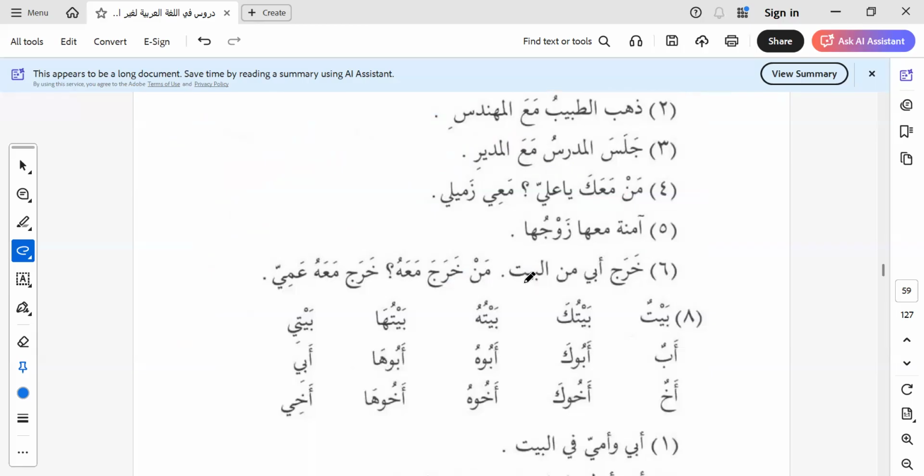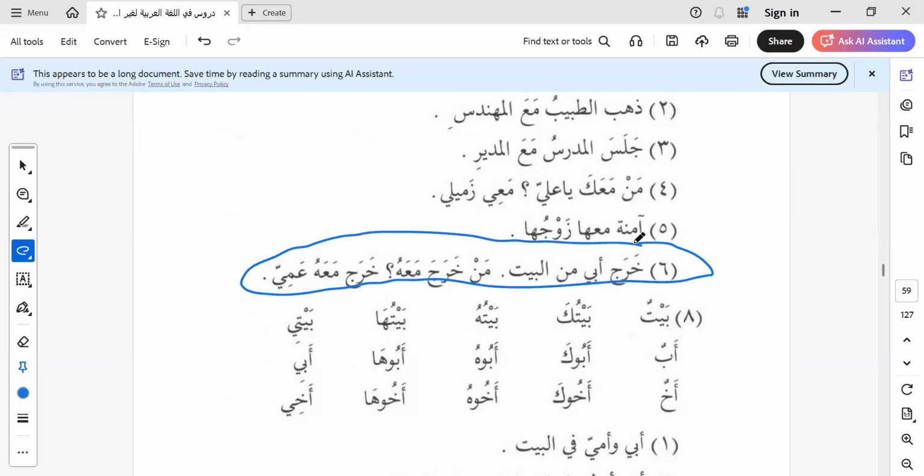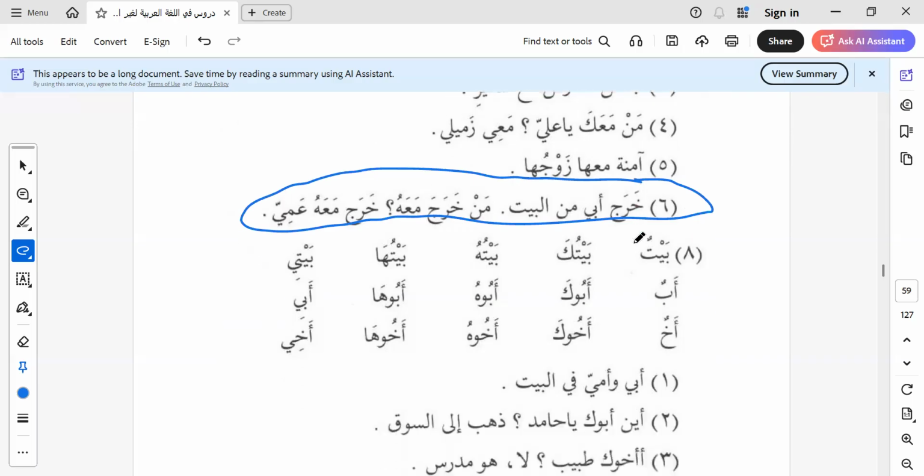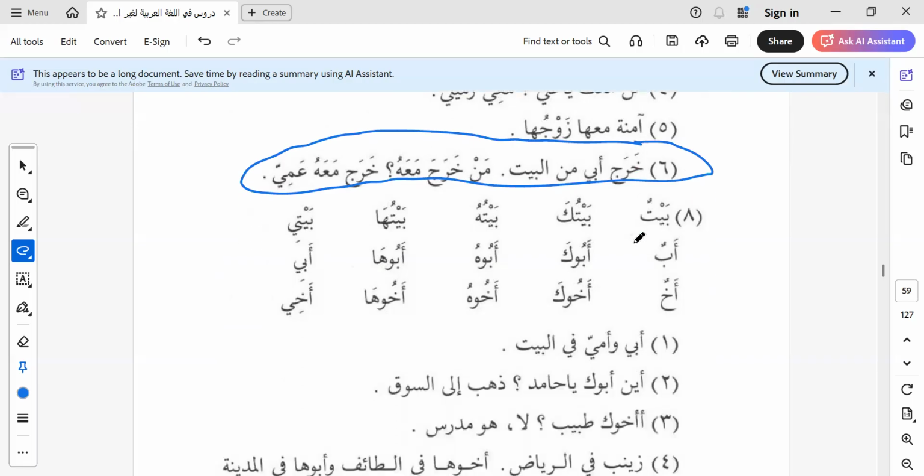خرج أبي من البيت. من خرج معه؟ My father went out of the house. Who went out with him? خرج معه عمي. My uncle went out with him. Is that taken? Do you understand that? Yes. Okay, good.